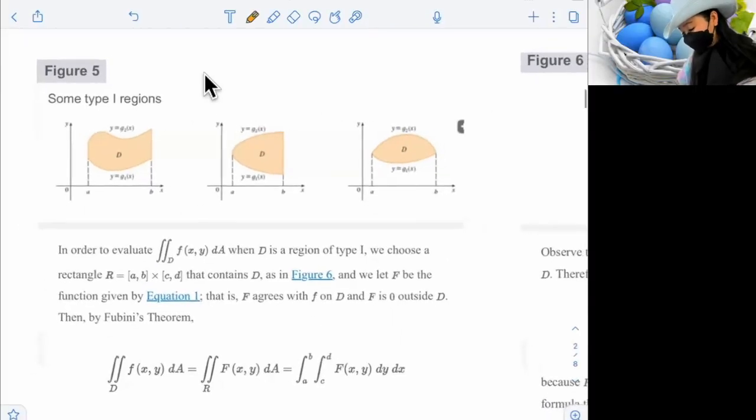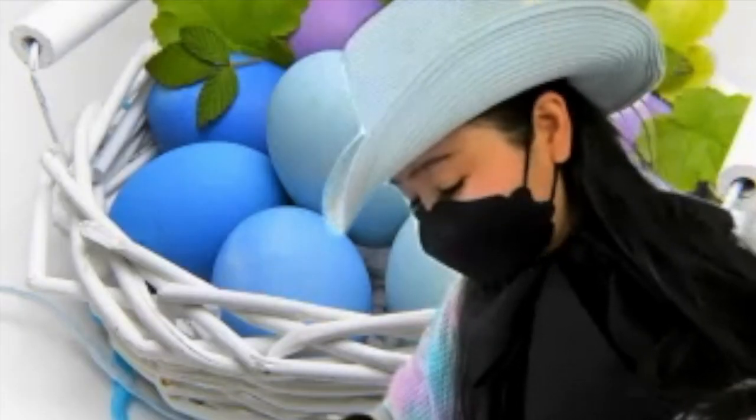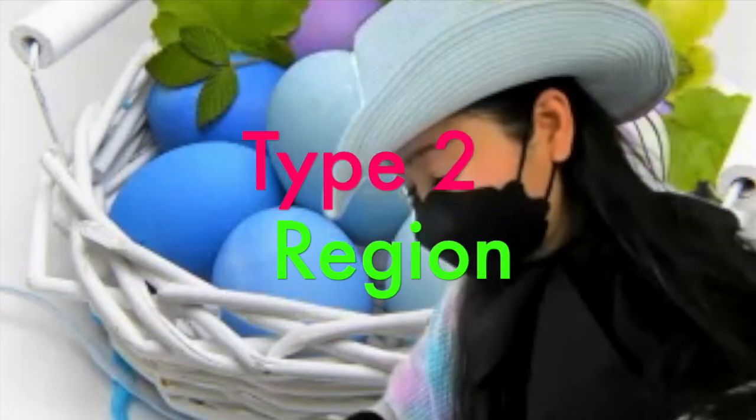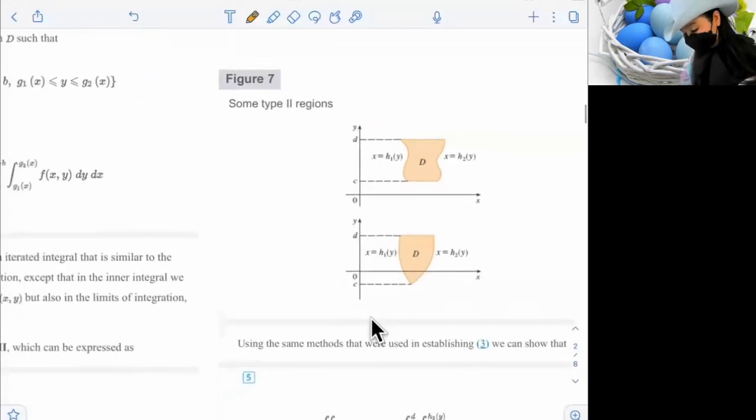What do you think about a type 2 region? What kind of region can you imagine? Let me give you an example. This is a type 2 region. You see that the region here is bounded on the left by a curve, bounded on the right by a curve. x is expressed as a function of y, and then y goes from c to d. So these two are type 2 regions. Keep these two types of region in mind.